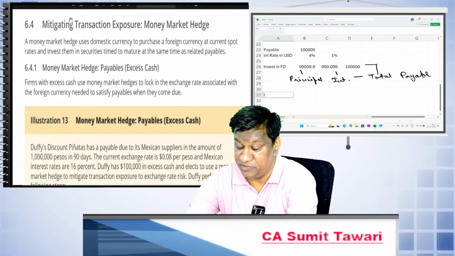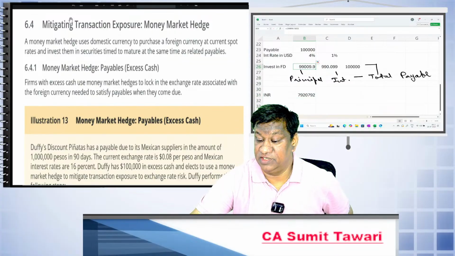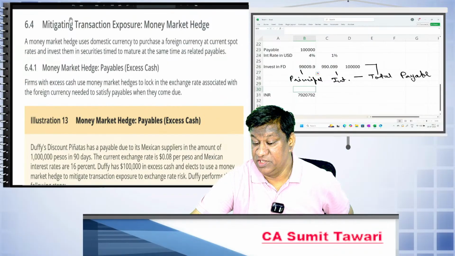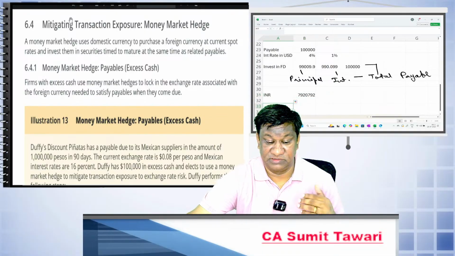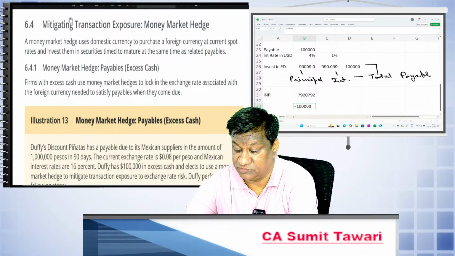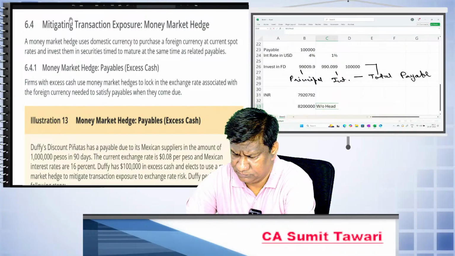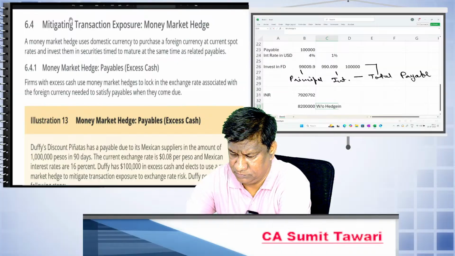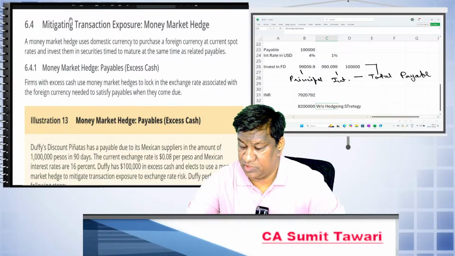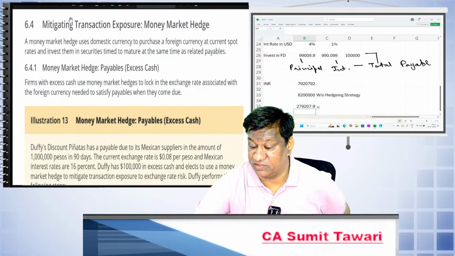Now, how much INR do I need to spend today? This multiplied by 80, because I am investing this amount only. 99,009.9. So with an exchange rate of 80, I need to invest 79,20,792. If instead of going for this strategy I pay after 3 months, how much do I need to pay? This is 100,000 multiplied by 82. So here we are able to save the loss. Instead of 82 lakh, I need to expense only 79 lakh 20,000. So this is my saving.